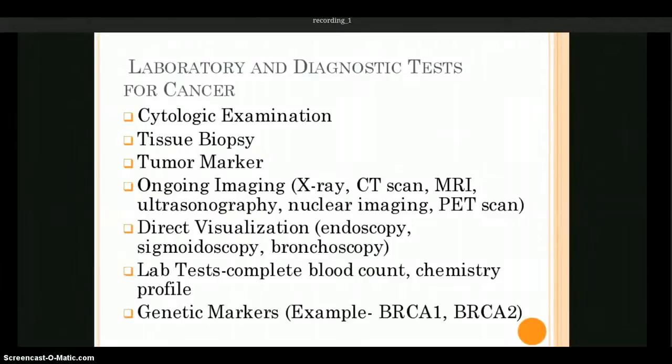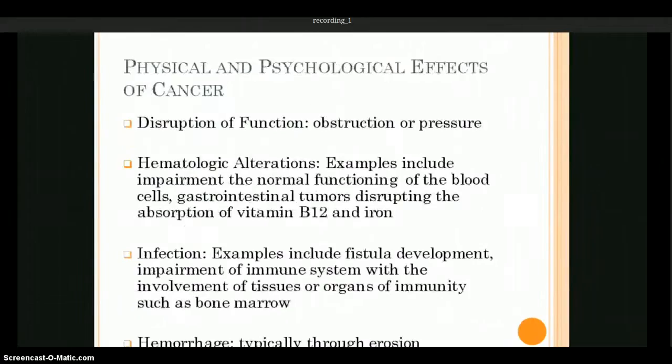Okay? Moving on. We're pretty close to the end of talking on this Collaborate. So we're just kind of wrapping up. Consider in planning for the care of your patient, there are both physical and psychological effects of cancer. We can see some disruption of function that could be caused because of the tumor actually obstructing or laying on different organs or perhaps on different vessels. We can see changes in our hematological functioning, and we'll see the normal functioning of the blood cells actually become affected.